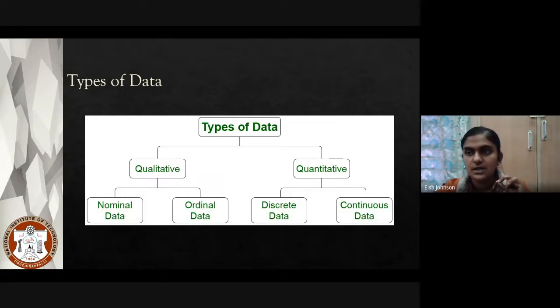Can anyone say where quality is measured in terms of numerical data? Can anyone tell me? You can put it in the chat window. I mean, numeric data is used to define the quality of a particular service. Where can you find that?